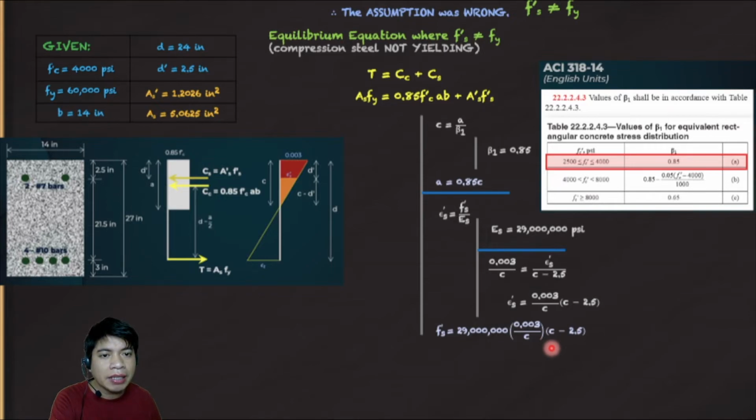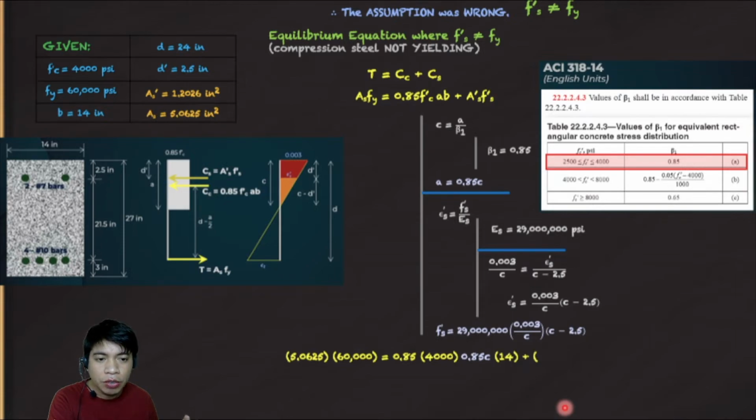So, ang gagawin lamang natin is i-substitute si F sub S prime at saka si A, na parehong with respect to C, sa ating equation. So, ang mangyayari is, dito sa ating equation, ang magiging unknown na lamang dito is yung C. So, ayan na nga guys, nakompleto na natin. Ito na nga yung ating equation.